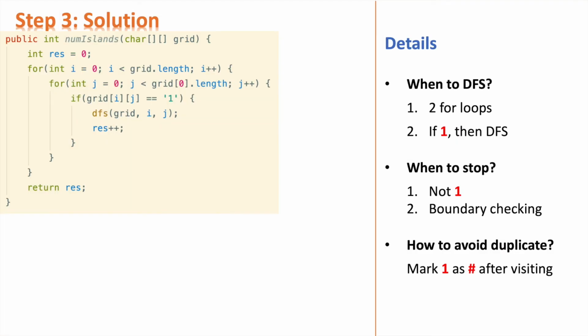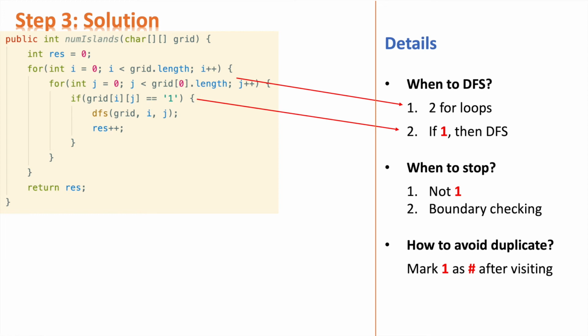Let's look at the main function. First, we initialize result as 0. Then we use two for loops to traverse the array. If we get to a point that equals 1, we start our DFS algorithm. When we get to a point that cannot go further, we backtrack to this point, which means we found an island. Then we increase the result and continue the for loop to find the next one in the array. Finally, we return the result, which is the number of islands.